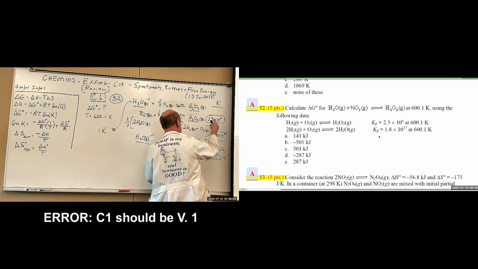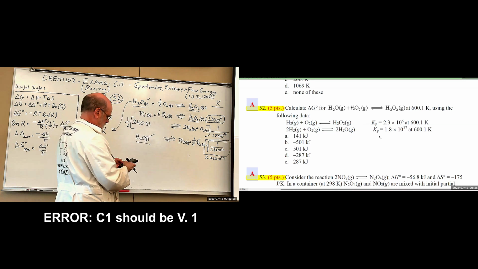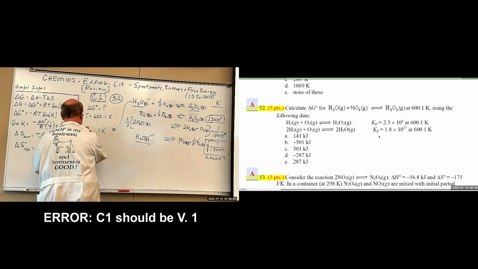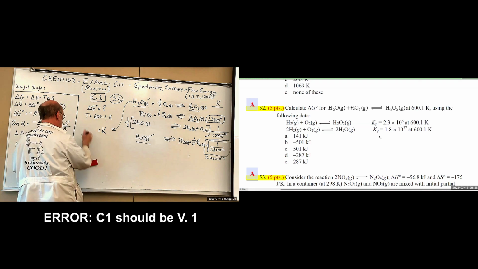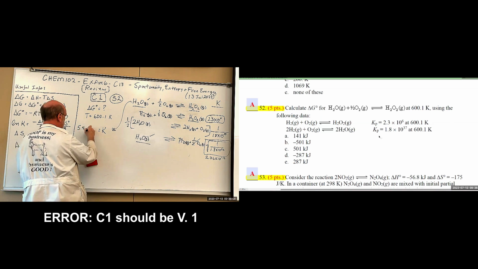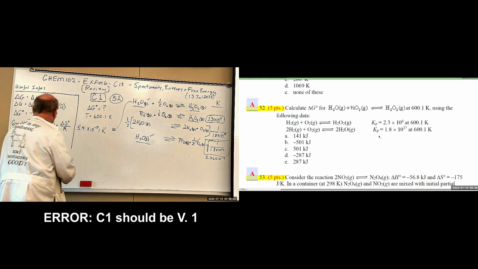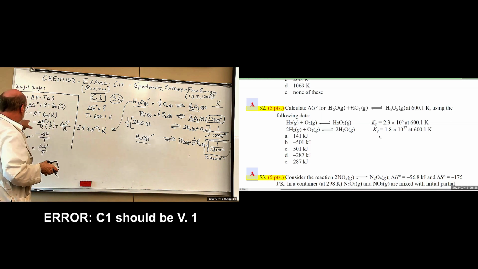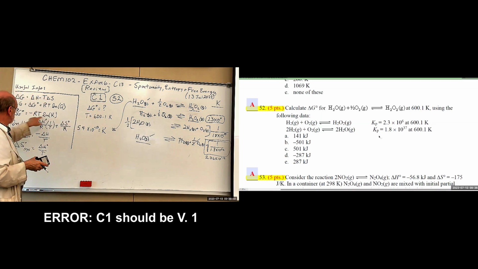Then that one is times this one. 2.3 exponent 6 times. So this value is going to be 5.4, round it off, times 10 to the minus 13. There we go. So now we've got our K, to find this one, we can use this equation right here.